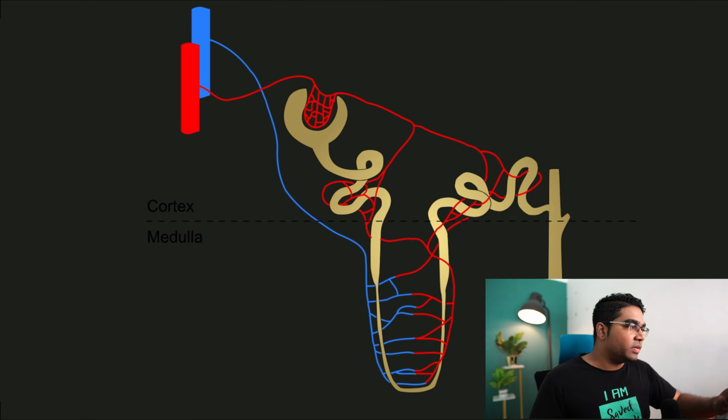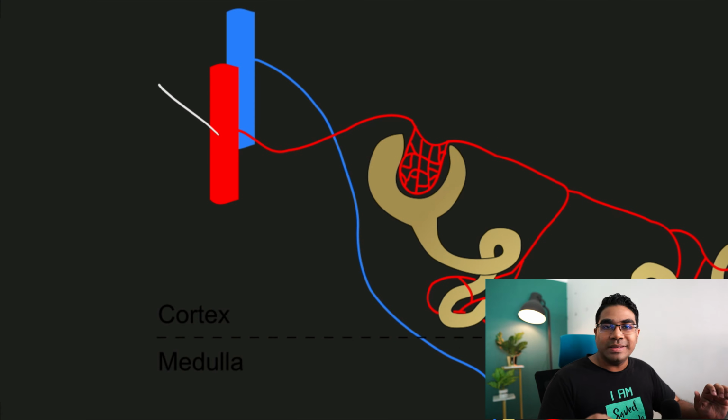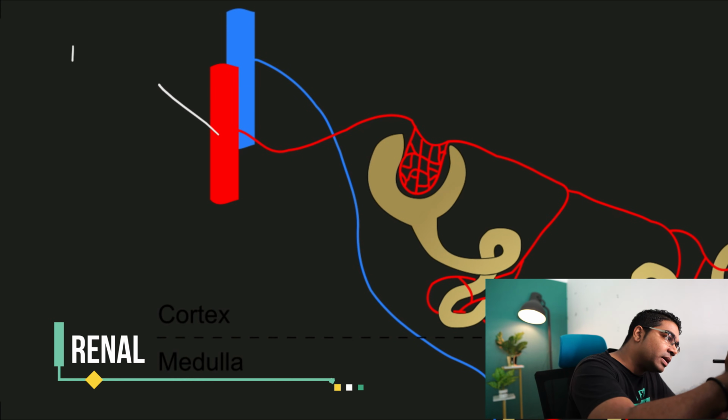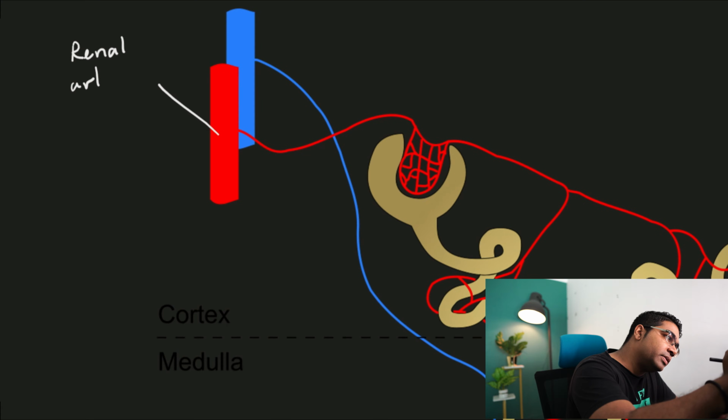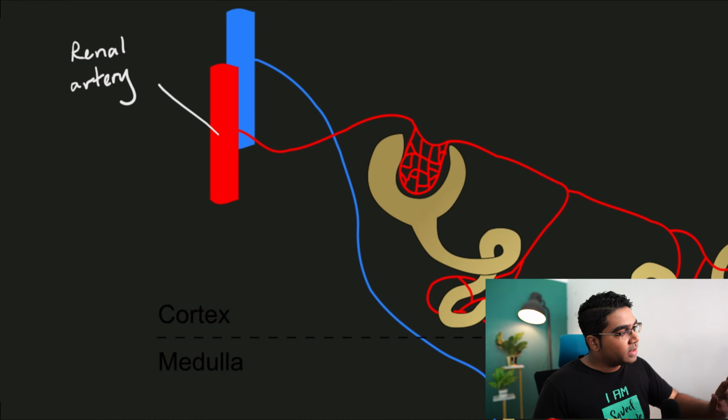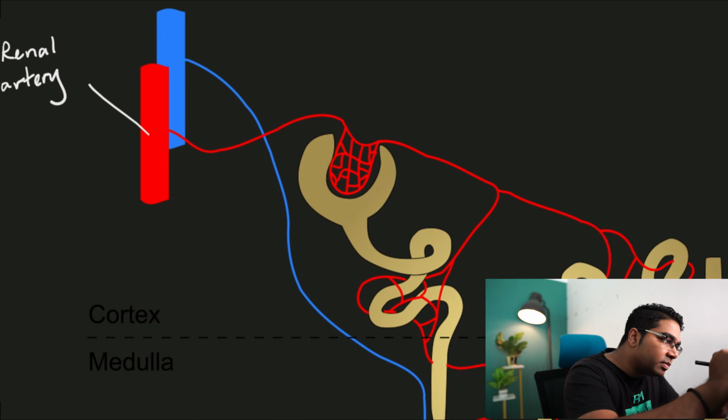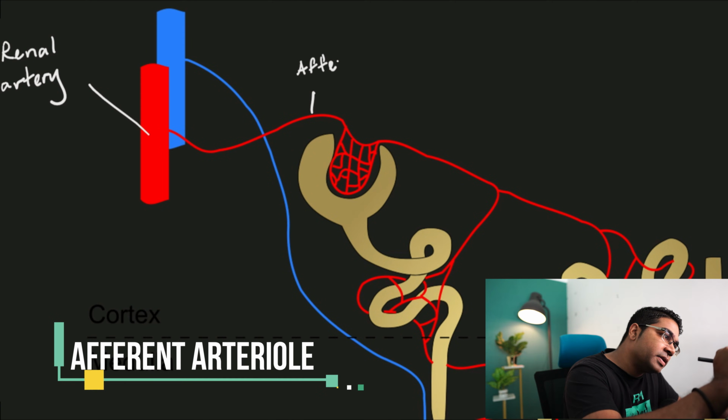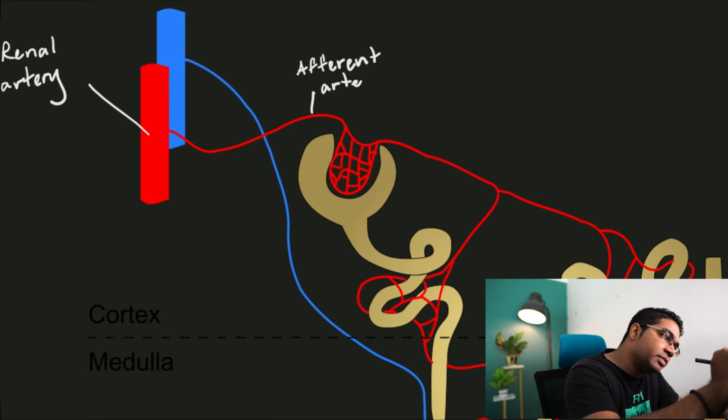So let's start with this here. This is the renal artery. The renal artery brings blood to the kidneys. And so when the blood comes to the kidneys, it goes through this blood vessel here, which is known as the afferent arteriole. The afferent arteriole carries blood to this structure here.